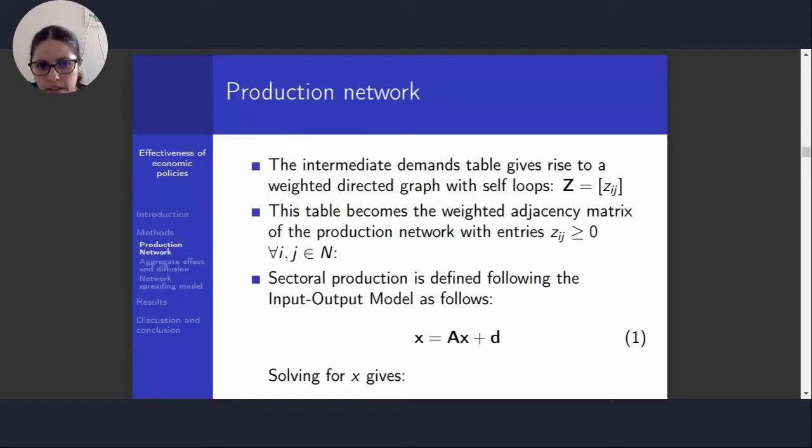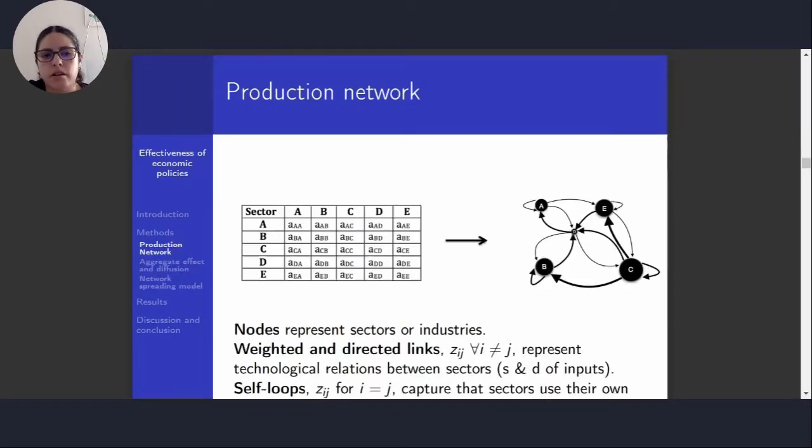Here it is, the next slide. It has a picture. I hope it's easy to understand. We have the input-output table. Here is just an example with five sectors. And then I go to the network. And the network is clearly directed and weighted.